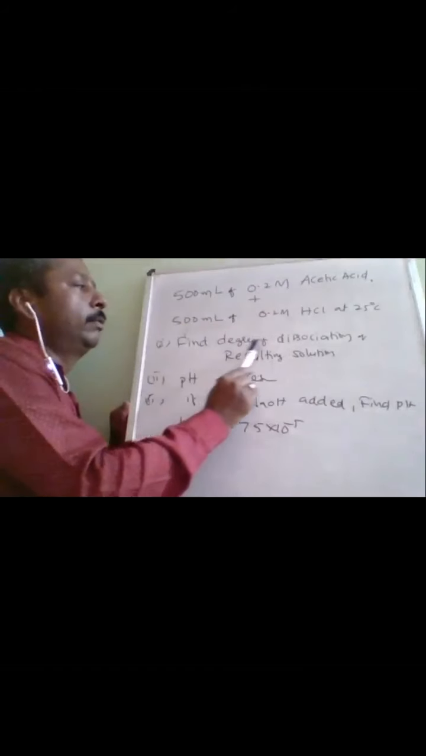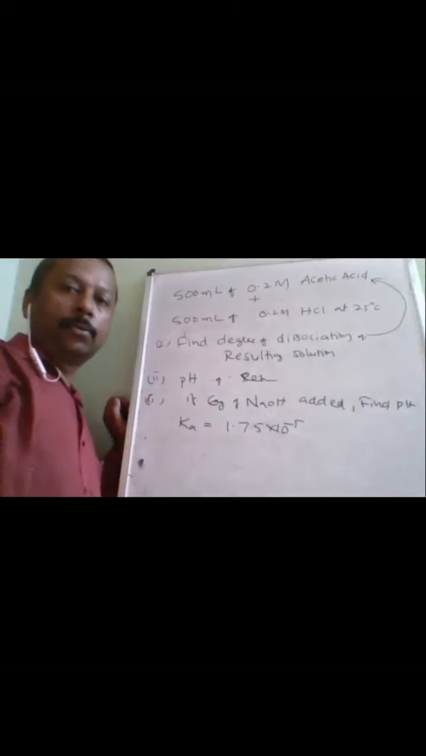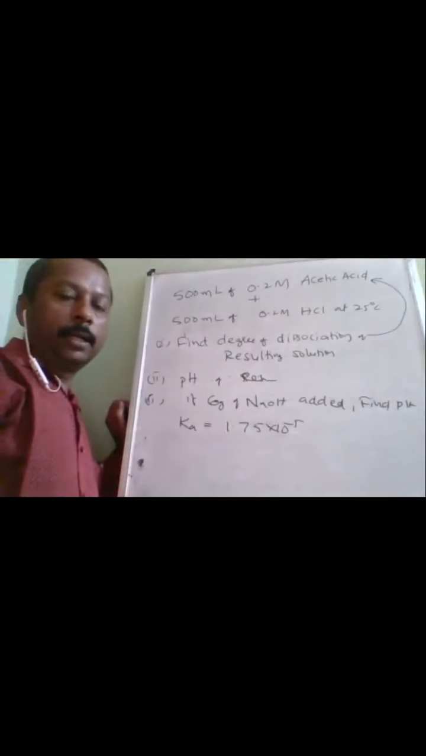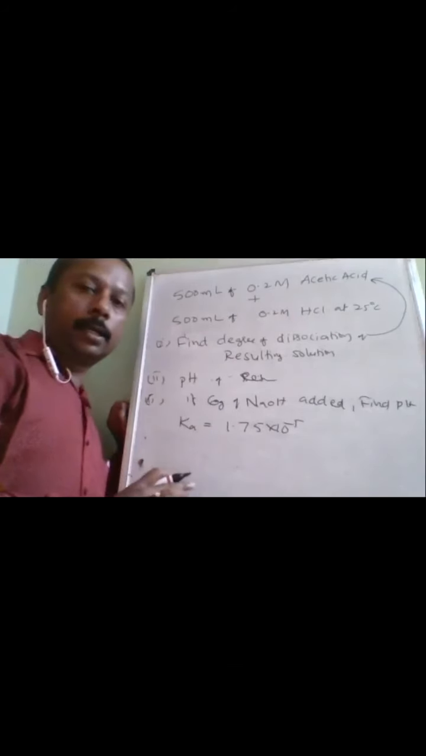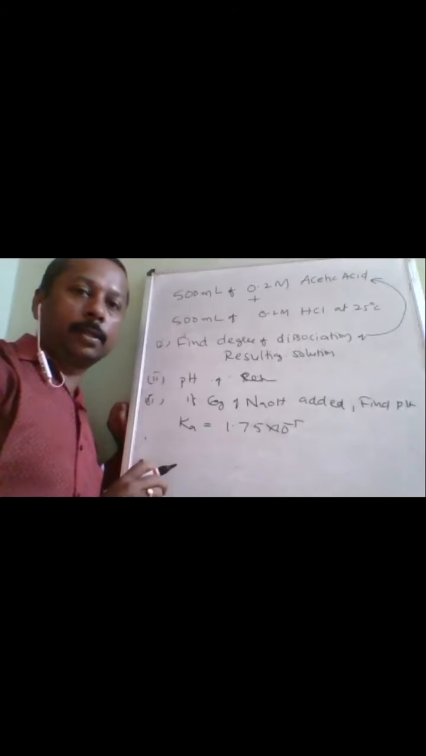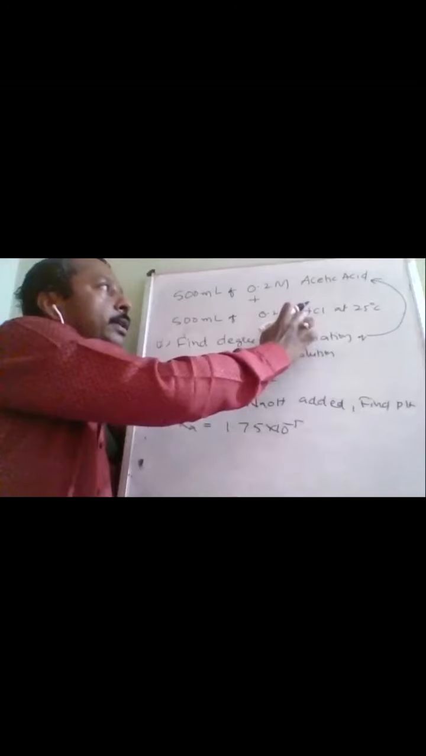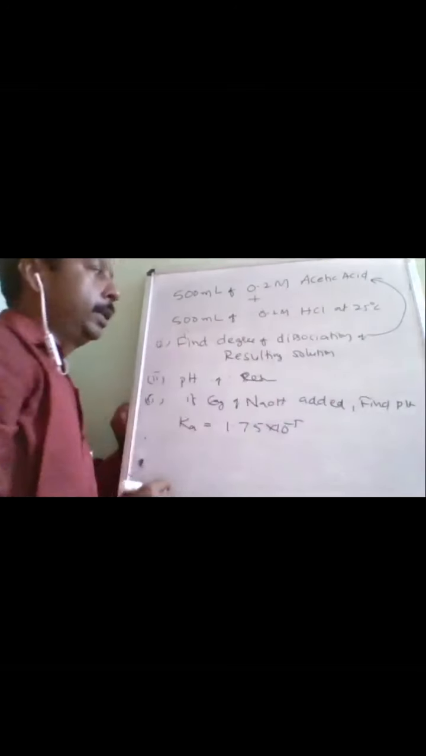Understood? So for that solution, in the first part, we have to find out the degree of dissociation. Degree of dissociation is not applicable for HCl. You have to calculate this for acetic acid only, because HCl is a strong acid, so it will undergo complete dissociation. For HCl, it is just 100% degree of dissociation, value 1. And by using this H plus, you have to find out the degree of dissociation, which is basically for acetic acid.